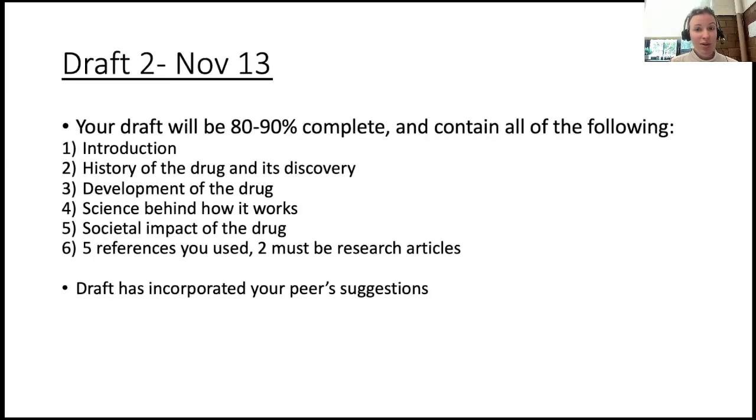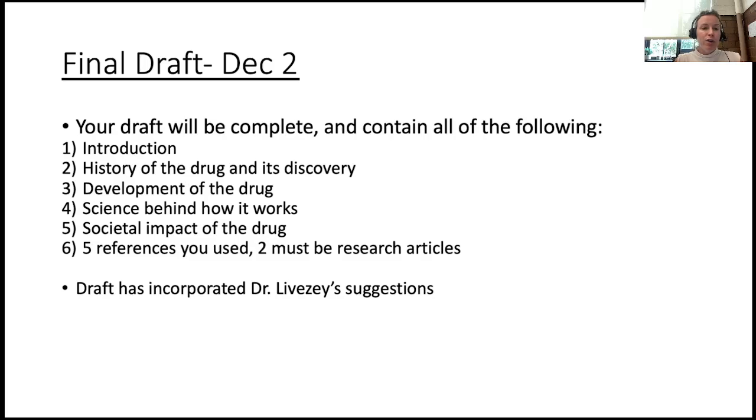Of course, after draft 1 comes draft 2. So in draft 2, what you're really going to be doing is completing the work you need to complete and incorporating your peers' suggestions. Following draft 2, I will provide you some thoughts and feedback before your final draft is due on December 2nd. This will be a complete draft by then, and it will incorporate the suggestions that I have given you. You will have Thanksgiving break definitely to work on this, that is for sure.